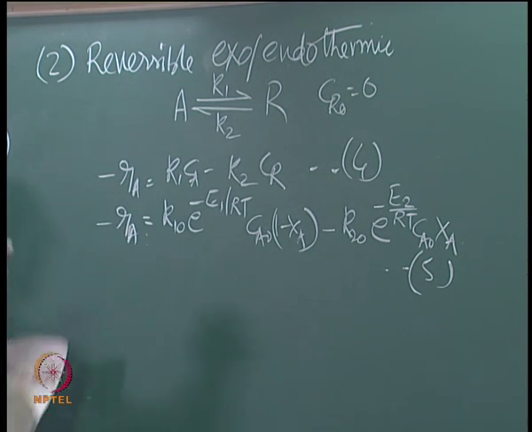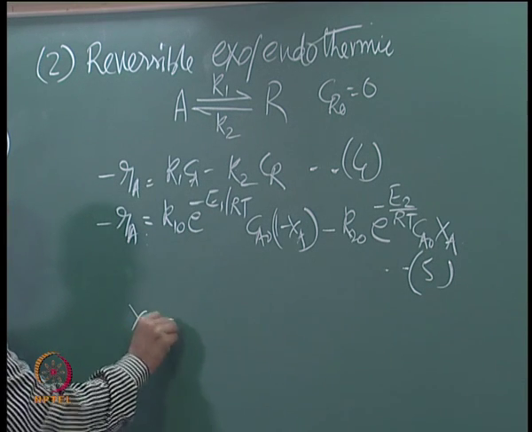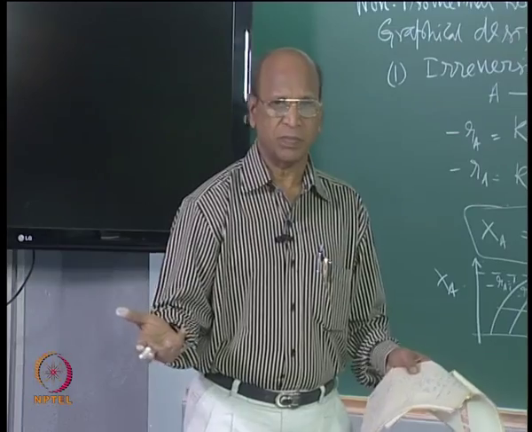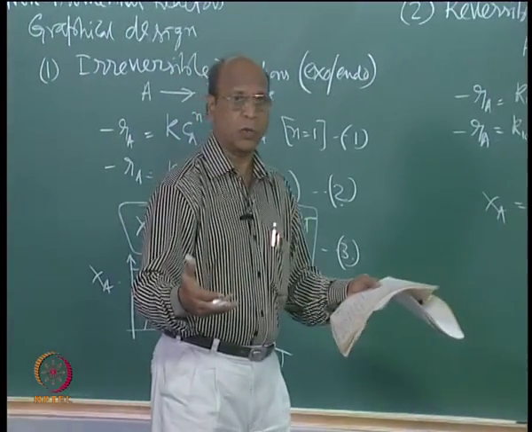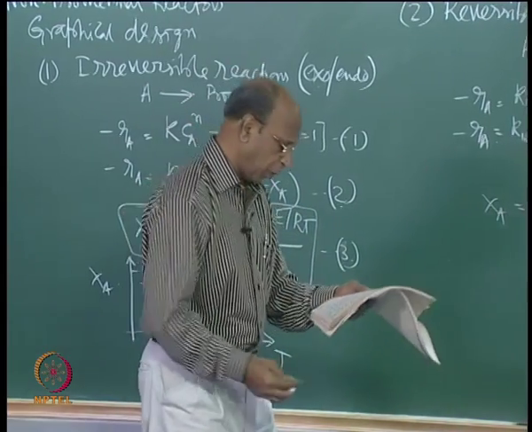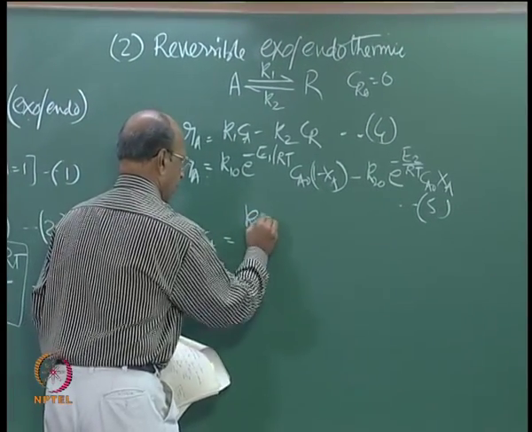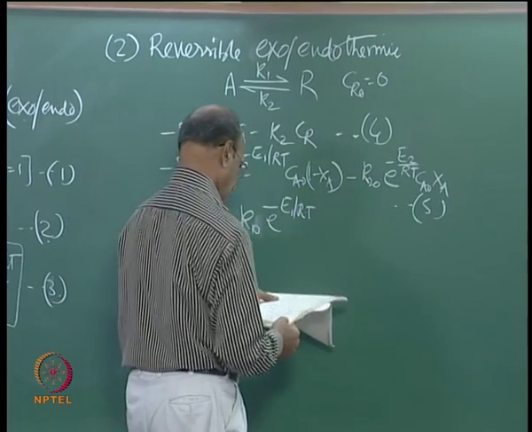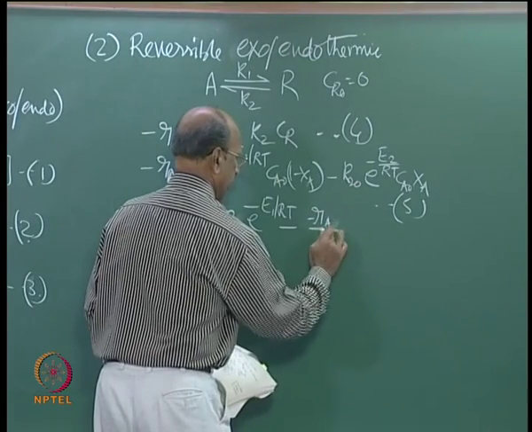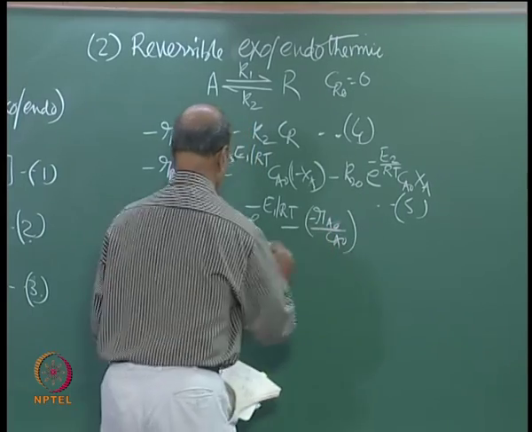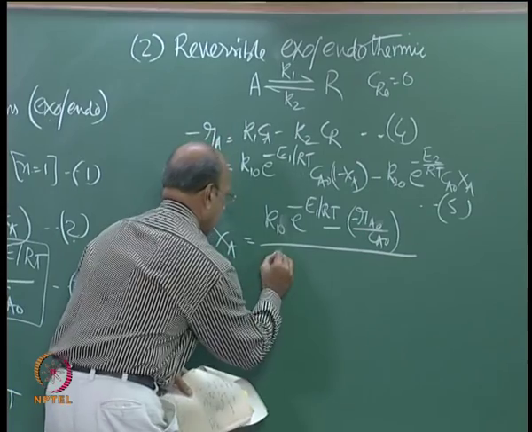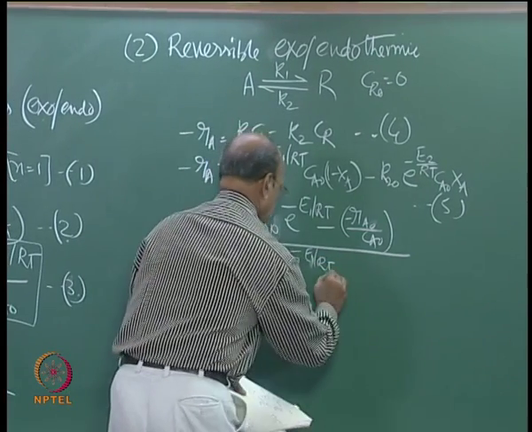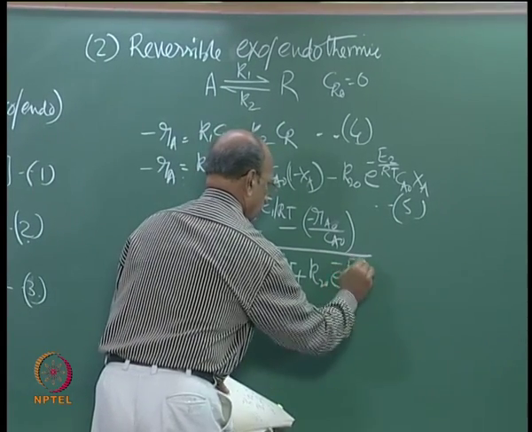Anyway, I would also like to write this in terms of x a. This algebra you have to do on your own, it is very simple, LKG algebra: separating x a and writing in terms of minus r a and temperature. I have to blackmail you by saying this may come in a separate test, otherwise you do not do it. So, this x a can be written as k 1 0 e power minus E 1 by R T minus r a naught by C a naught, the whole thing divided by k 1 0 e power minus E 1 by R T plus k 2 0 e power minus E 2 by R T.